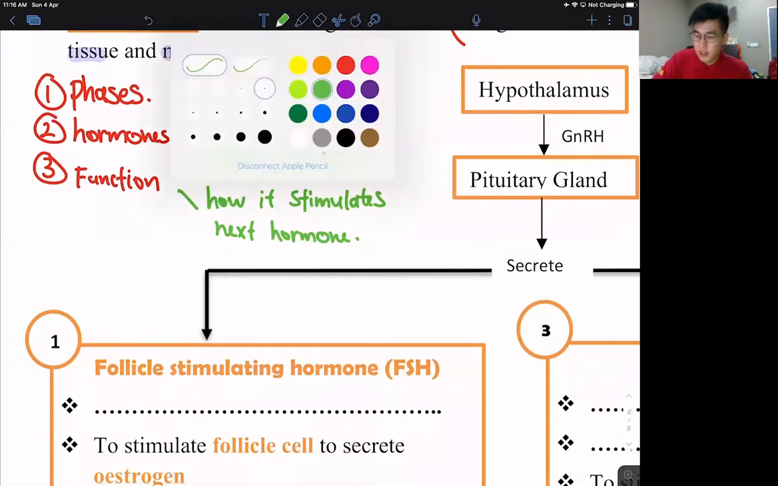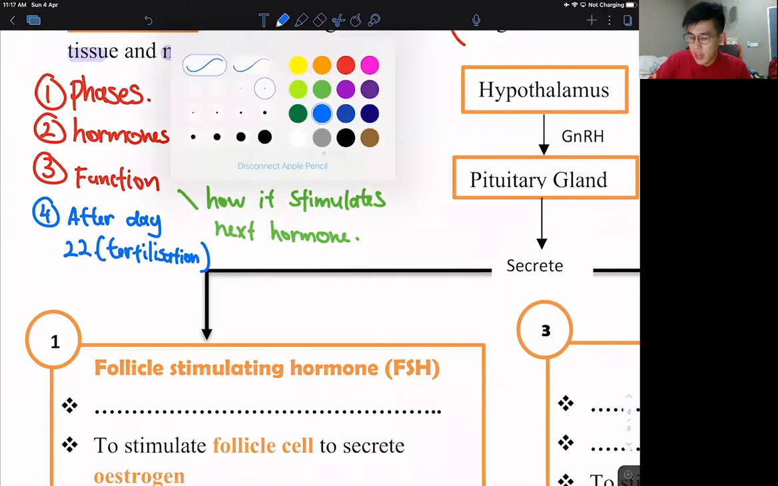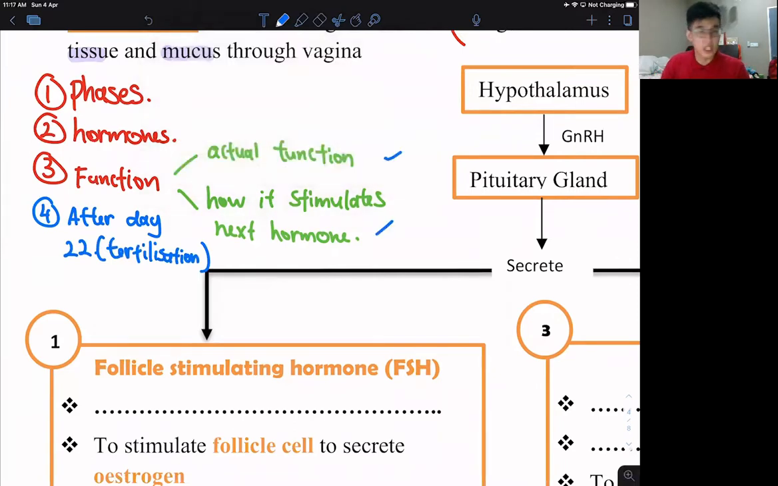And the fourth one is a bit special, which is you need to know what occurs after day 22 of the menstrual cycle. In other words, if there is fertilization and no fertilization, what will happen? So the last stage is we see whether there is fertilization or not. Because if there is fertilization, it will occur differently from when there's no fertilization. Now, what does this mean? What does it mean by actual function and how it stimulates the next hormone?